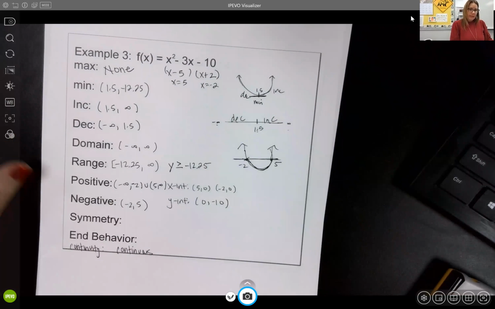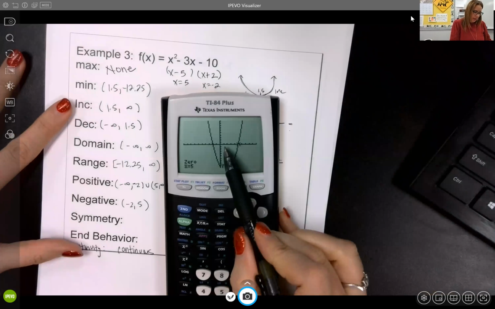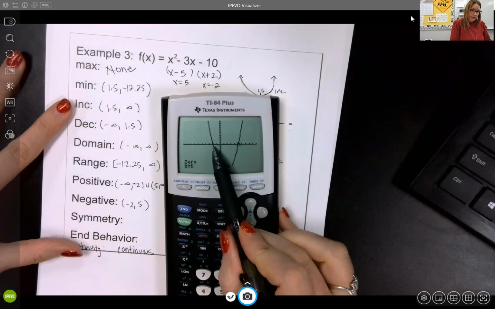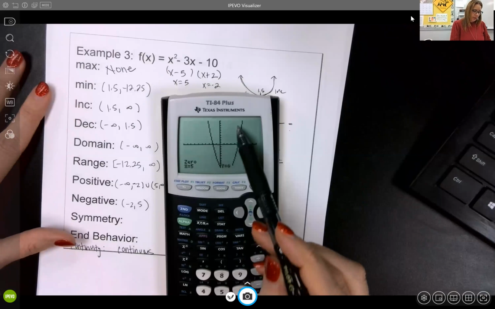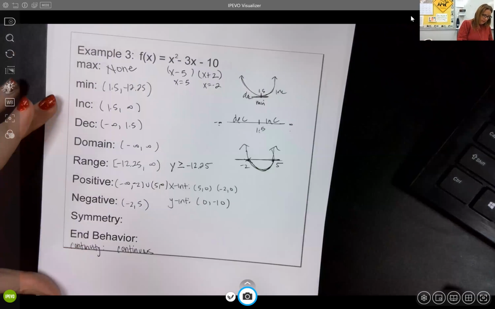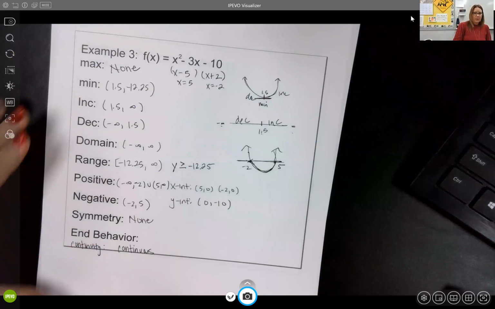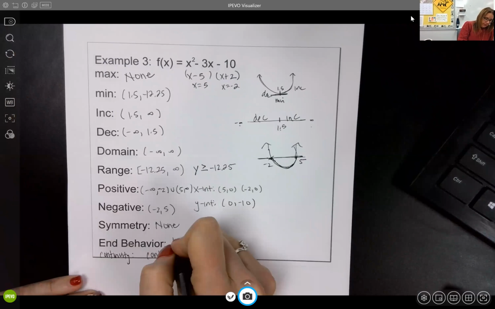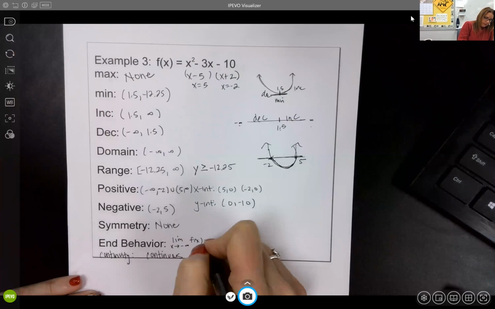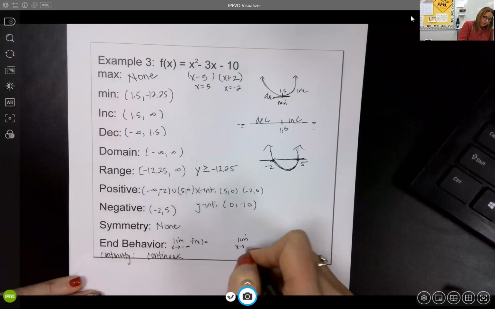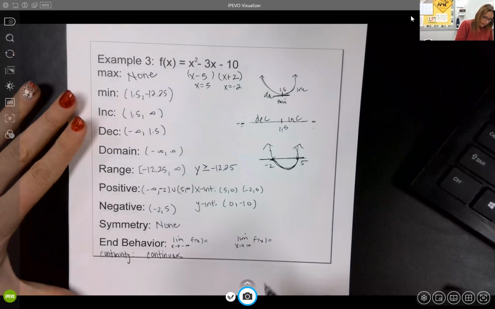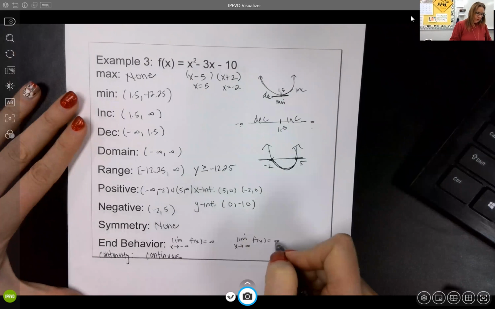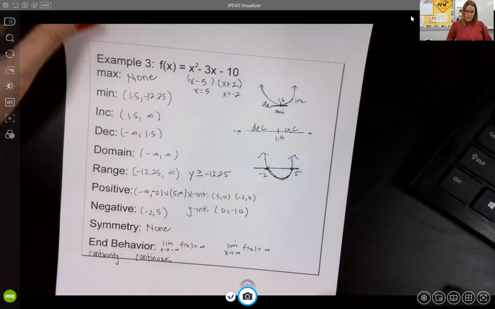Okay, if I look at this graph, I could see that this side is smaller than this side. So that doesn't have even symmetry, and then it's not in the opposite corners. So this would be none for symmetry. And behavior is going to be the limit as x approaches -infinity and the limit as x approaches +infinity. So these are both going to be up. So +infinity, +infinity.